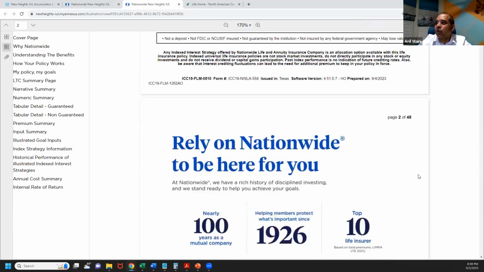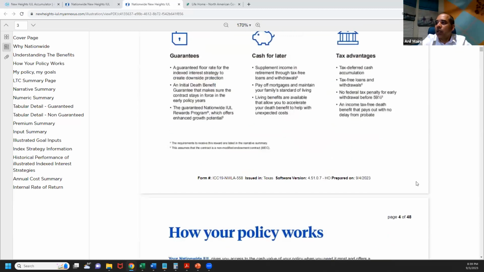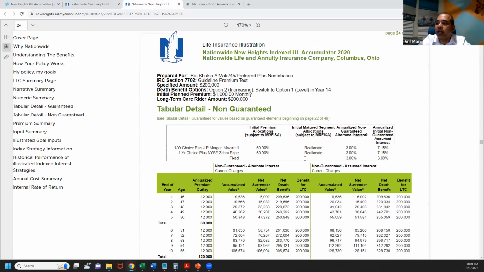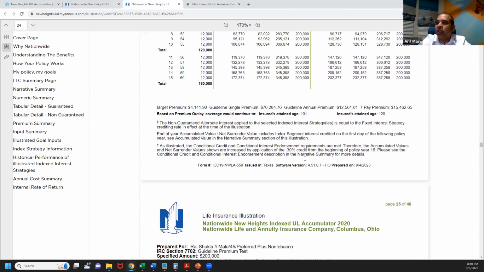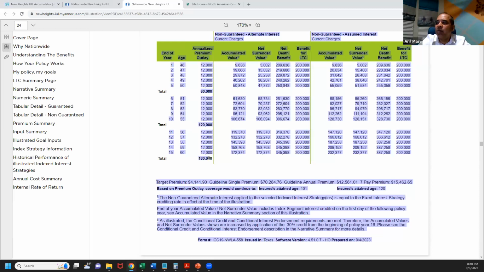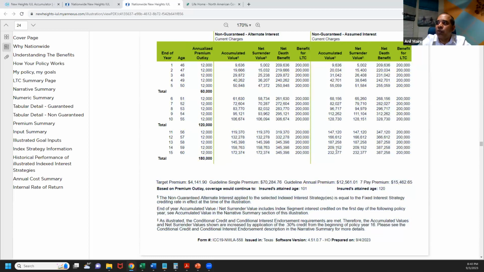Okay, so let's go to our table. So we will go to tabular details, guaranteed, and tabular details, non-guaranteed. So here is our table. So in 15 years, client would have paid 180K premium. And you see that the break-even point is less than 10 years, right? Accumulation value in 10 years, client would have paid 120K, and the accumulated value is 128K.